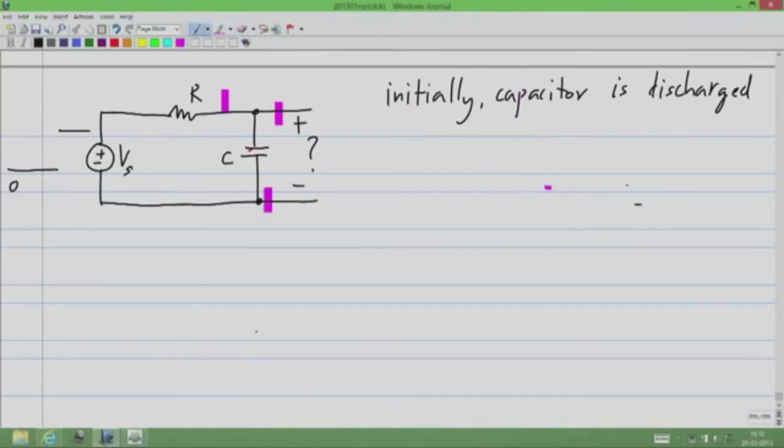Now let's say the input jumps from 0 to Vp. Okay, what happens to the voltage? Please try to answer this. Let me call this Vc.